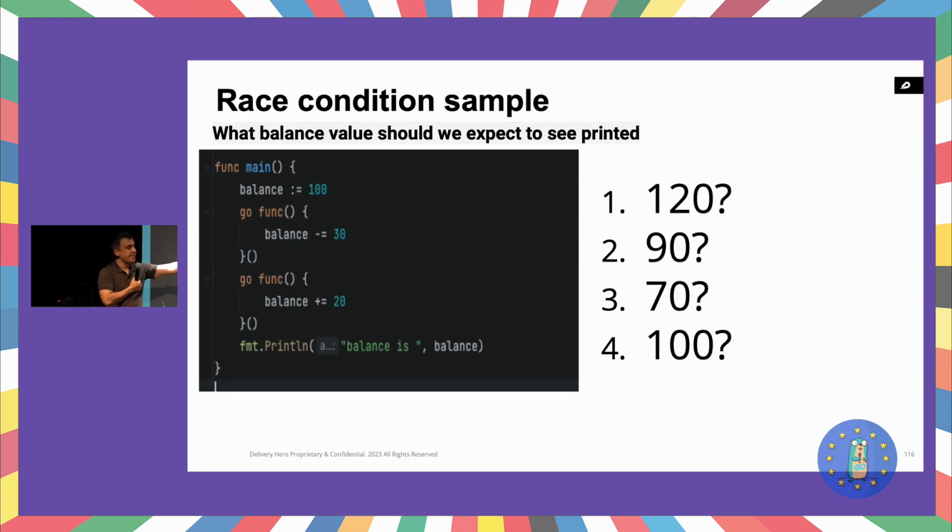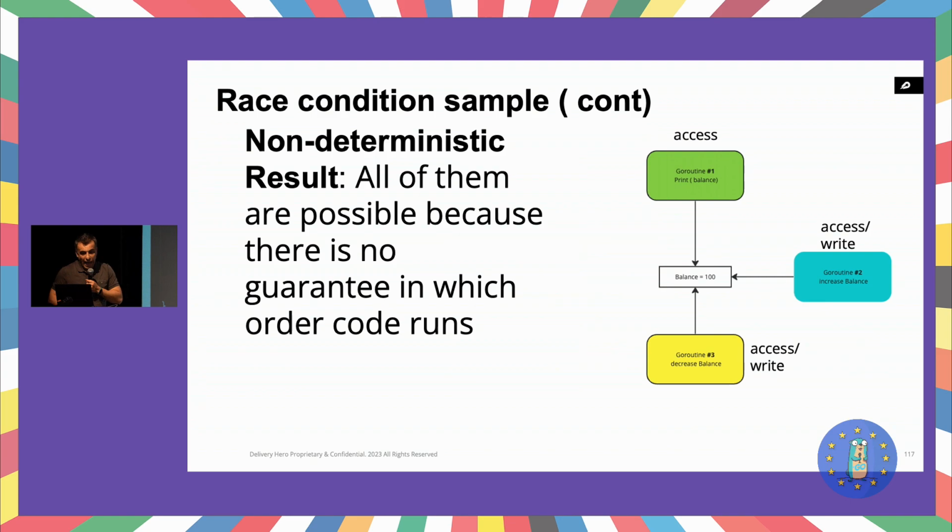120, 90, 80, 100. Actually, all of them could be possible because we have non-deterministic results. Most of the time data races are introduced because the developer thinks of the problem as sequential, or considers the write operation as an atomic operation, because in concurrency, a non-atomic operation could be interrupted by another Go routine.